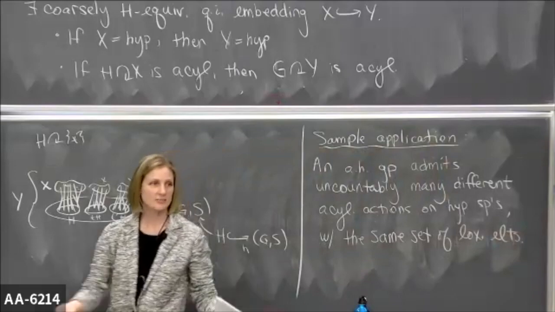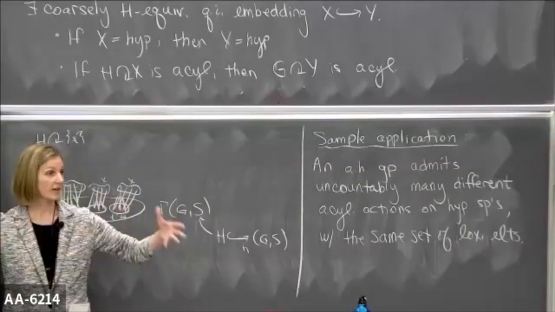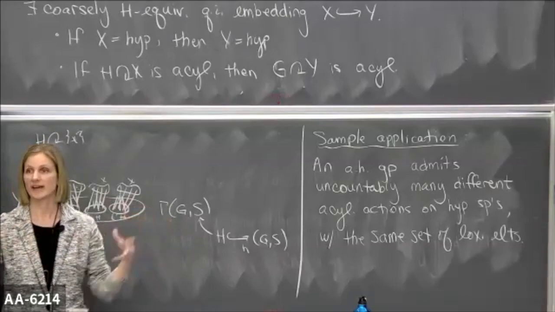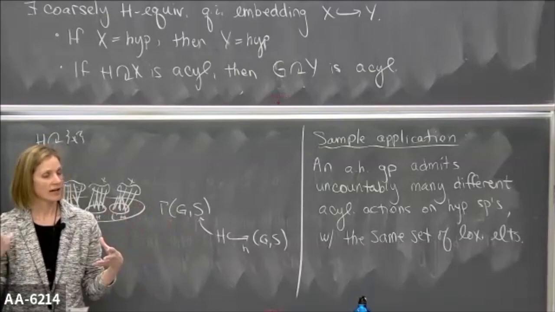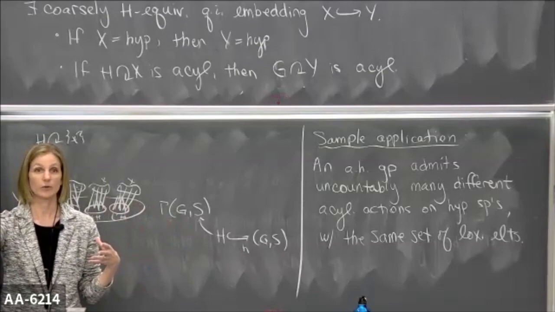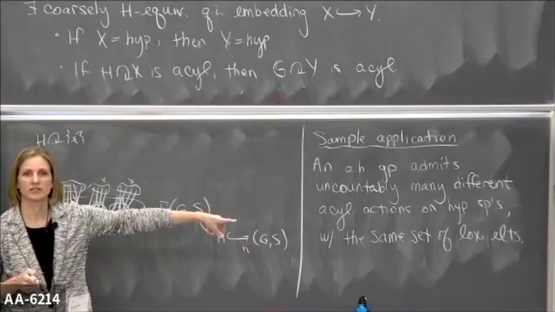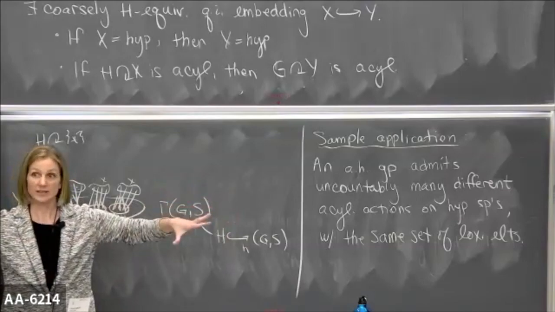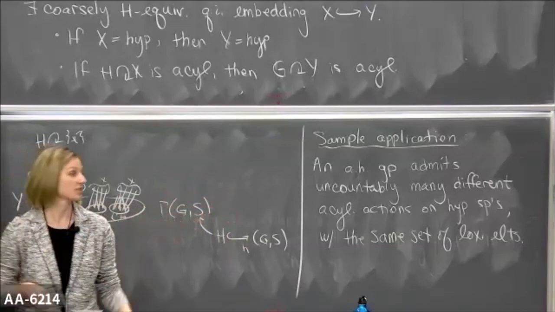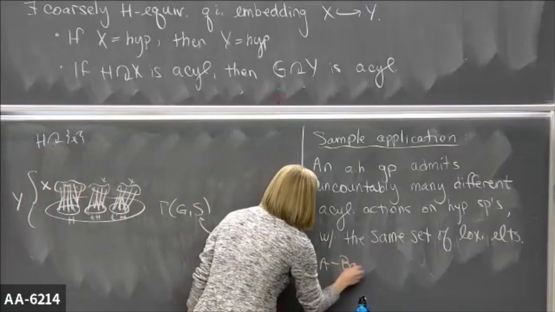So if you hand me an acylindrical action on a hyperbolic space, it's got some set of elements that act as translation in that action. If you hand me that one, I can hand you back uncountably many more that will be distinct, and I won't have changed the set of loxodromic elements. So I can change just what's going on outside the loxodromics and change the action drastically. This is joint work with Balasubramanian and Osen.